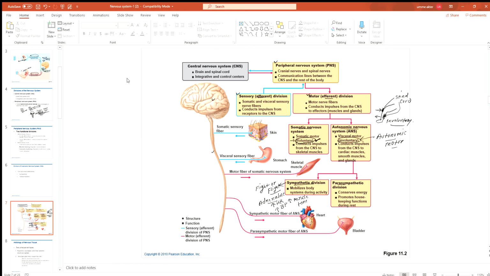Parasympathetic activation does the opposite. Parasympathetic activation relaxes the body. That means heart rate decreases, blood pressure decreases, muscle tone decreases. So they are just opposite to each other.